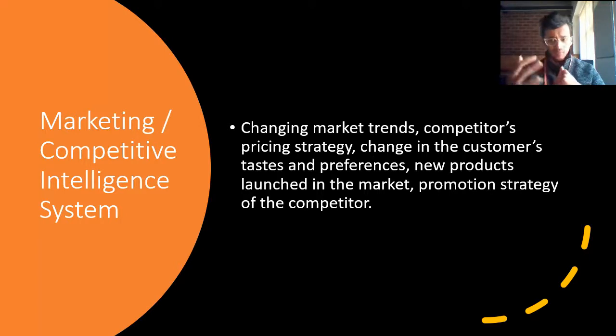Then the next thing is to figure out changes in customers' tastes and preferences. There will be some cases where customers may get bored of a certain product launch or product line, or customers may want something else, or customers may not prefer a certain trend because of their social background, their cultural background, their demographics, their social status. It could be because of any reason.